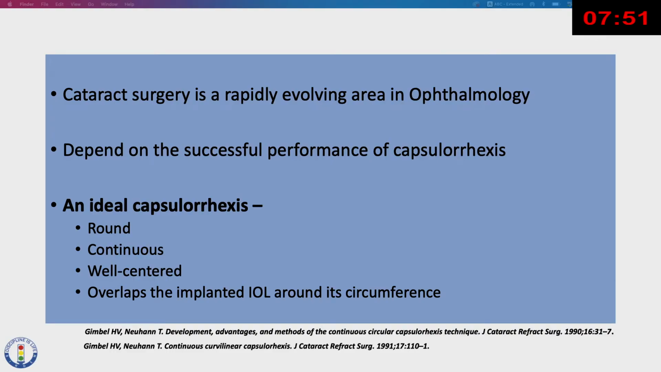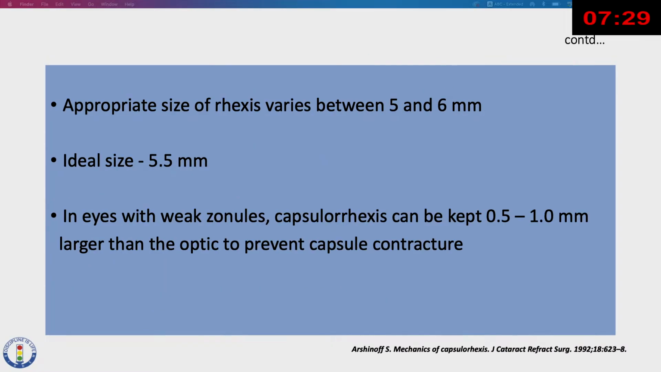We know cataract surgery is a rapidly evolving area in ophthalmology, and optimal outcomes of cataract surgery largely depend on the successful performance of capsulorhexis. An ideal capsulorhexis must be round, continuous, well-centered, and overlap the implanted IOL around its capsular circumference. An appropriate size of rhexis varies between 5 and 6 millimeter. Ideal size is 5.5. In eyes with weak zonules, capsulorhexis can be kept 0.5 to 1 millimeter larger than the optic to prevent capsule capture.